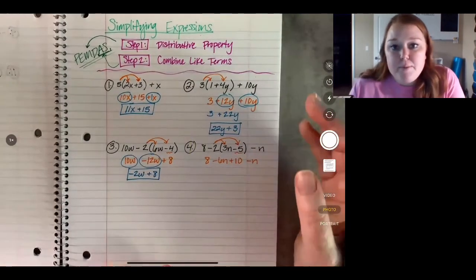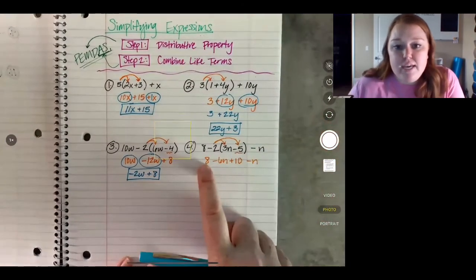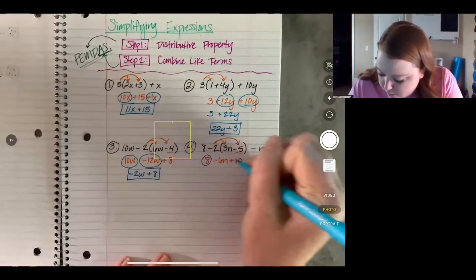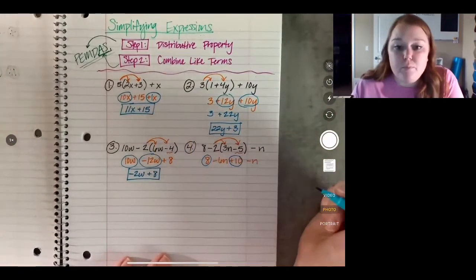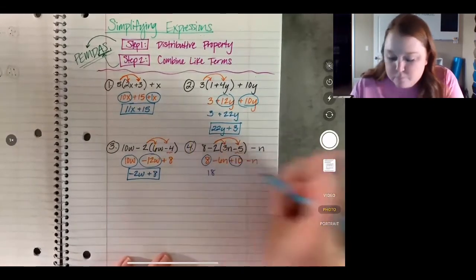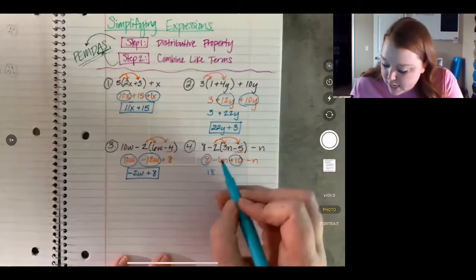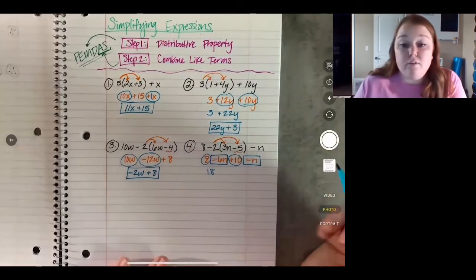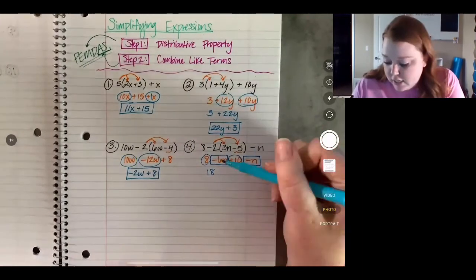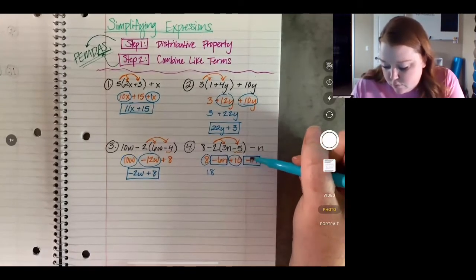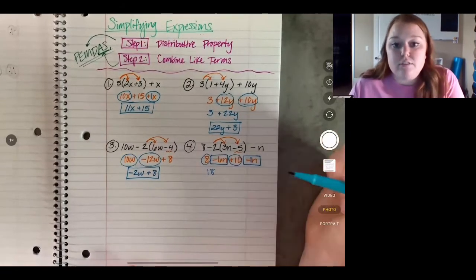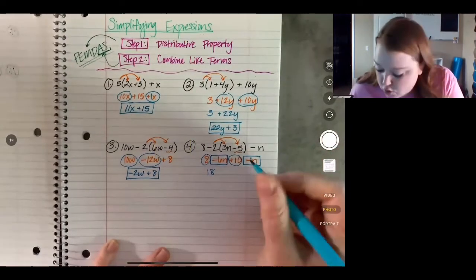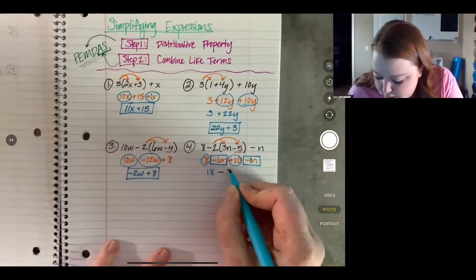Distributive property is done. I'm going to combine like terms. This 8, does it have any friends? Yes, it does. Positive 8 can go with positive 10. 8 plus 10, 18. Negative 6n can go with the negative n. Careful with your negatives here. Negative 6, and then this is like a negative 1. Negative 6 plus negative 1 is negative 7. So that would be minus 7n.